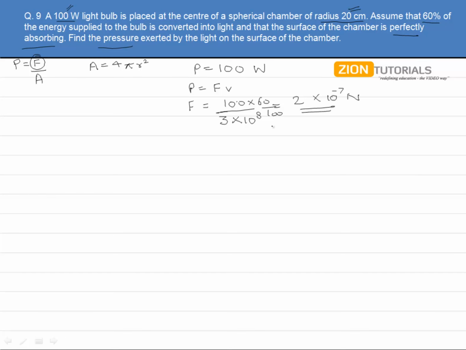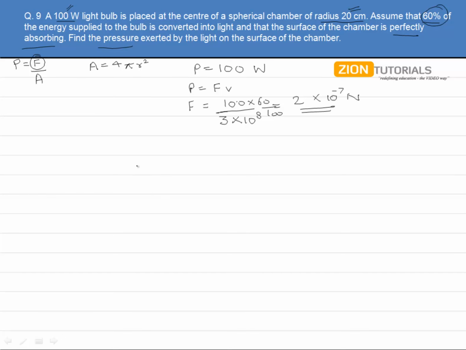And why did we multiply this by 60 by 100? Because we have been given the efficiency to be 60%. So it was 60% of 100, that is the actual power, upon velocity, which is 3 into 10 to the power 8, giving us the force to be 2 into 10 to the power minus 7 newtons. So this is actually the force being applied on the surface of the chamber, and this is the area.